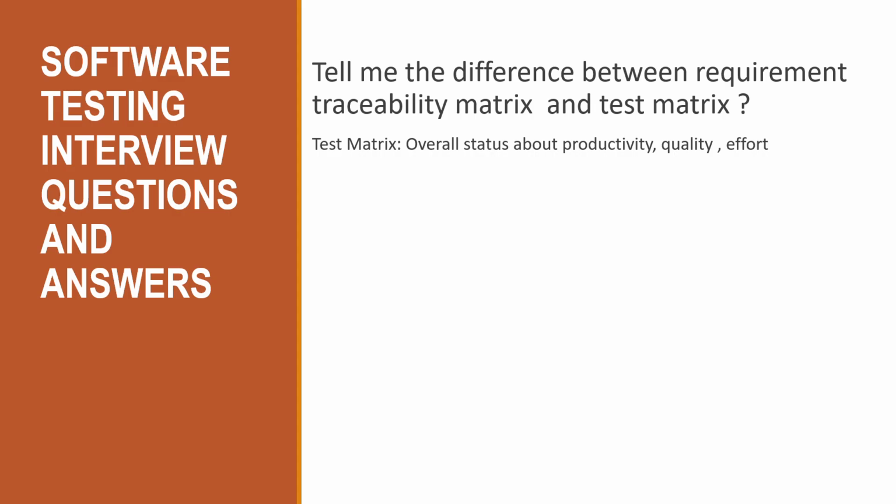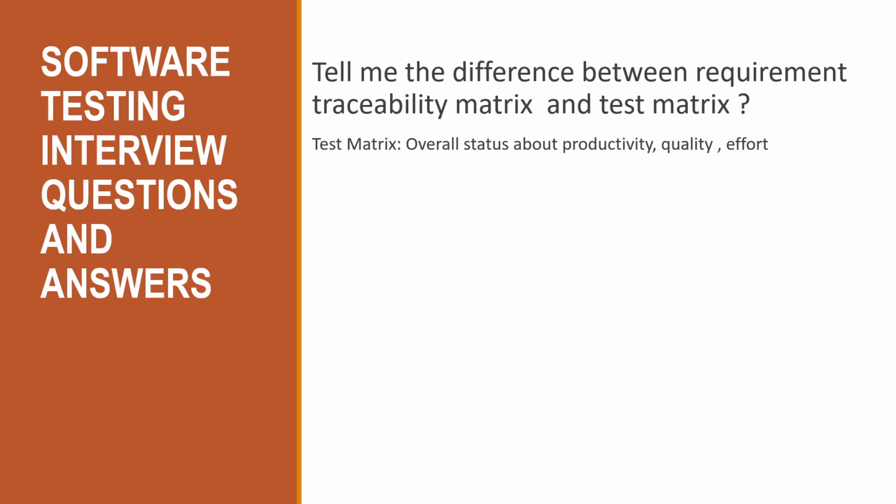Tell me the difference between requirement traceability matrix and test matrix. So requirement traceability matrix means once you get the requirements from the customer, for those requirements, you have to write the test cases, right? So we have to check whether all the test cases we have written or not for all the requirements. So all the requirements should map with the different test cases. It has to be one-to-one mapping or one-to-many mapping. For one requirement, you can write multiple test cases or you can write a single test case. So with the requirement traceability matrix, you are just checking whether all the requirements are covered or not. Okay, and the test cases are available or not for all the requirements. So that is the requirement traceability matrix.